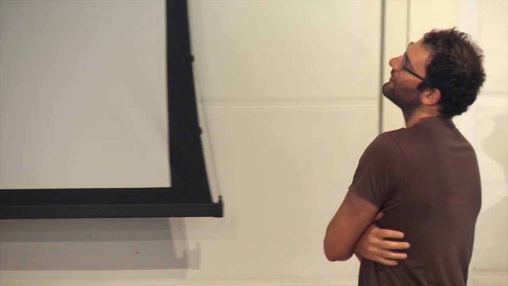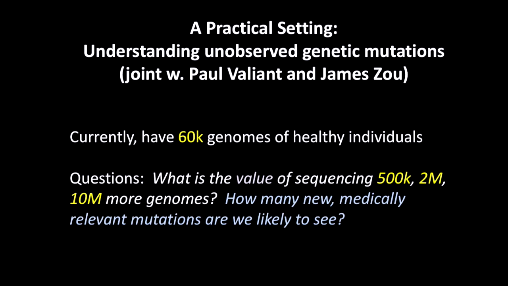So at the Broad Institute, we have 60,000 genomes of healthy individuals, and they're trying to raise money to sequence another million individuals, and they basically want to know, what are we likely to discover if we sequence more people? Okay, so what's the value of sequencing 500,000 more people, 2 million more people, 10 million more people? And phrased a little more specifically, they wanted to know how many new medically relevant mutations are we likely to see?